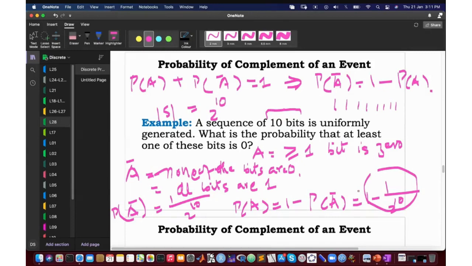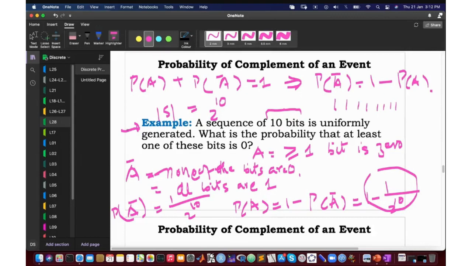All right. So this question was slightly harder to do if you didn't know the complement formula. But if you know the complement formula, you should try it. If you have a problem and you ran into troubles computing the probability of the event, it's a good idea to try to compute the probability of the complement of that event.